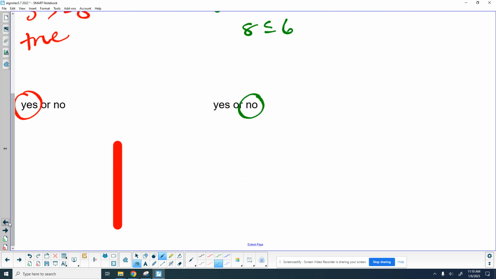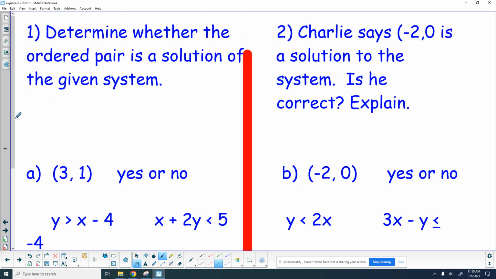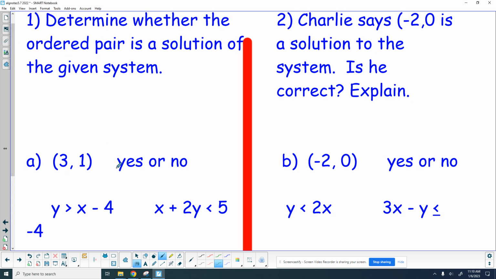So if you want to press pause and give one of these a try, actually, let's do the first one. Okay, so (3, 1) is what we're testing. And we want to see if y is greater than x minus 4, if it's a part of the solution. And also this one, if it's a part of the solution. And remember, it has to be part of the solution for both of them. So you have to get a yes for both. This -4 goes over here.